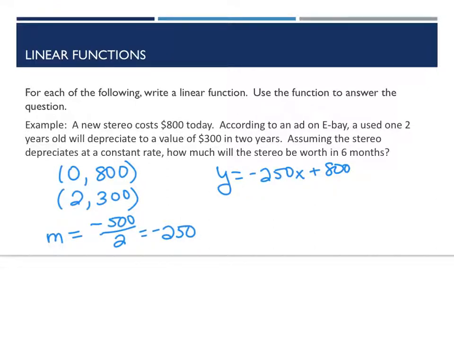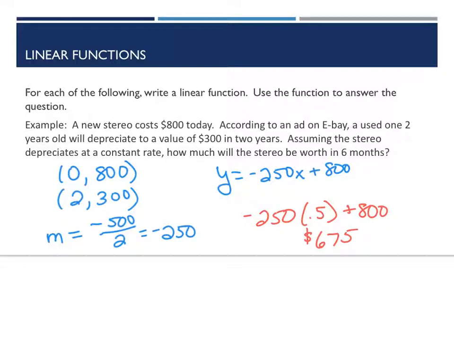Now if I want to find out how much the stereo will be worth in 6 months, you don't plug in 6. It'd be negative 250 times a half. 6 months is a half of a year. And we talked about how much the stereo would depreciate per year. Plus 800. So if I do that, I find out that my 6-month-old stereo is now worth $675.